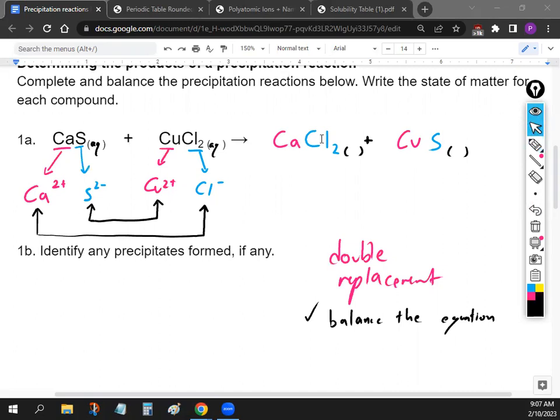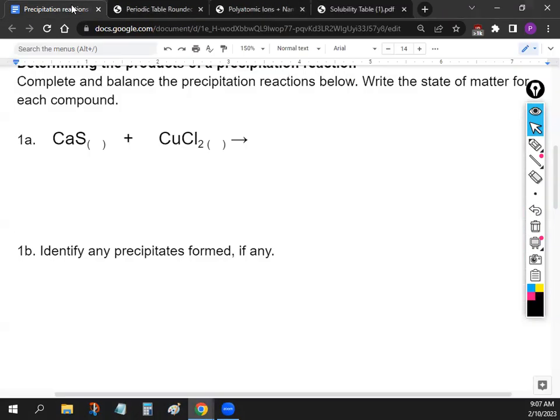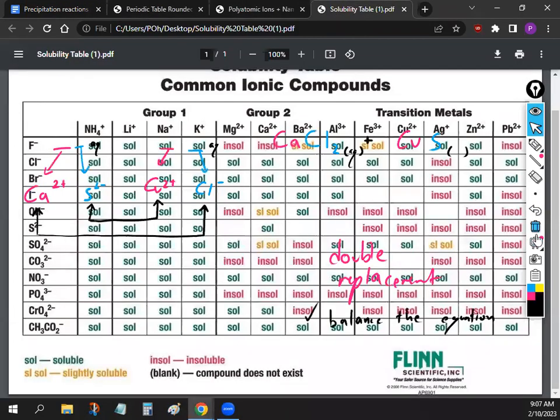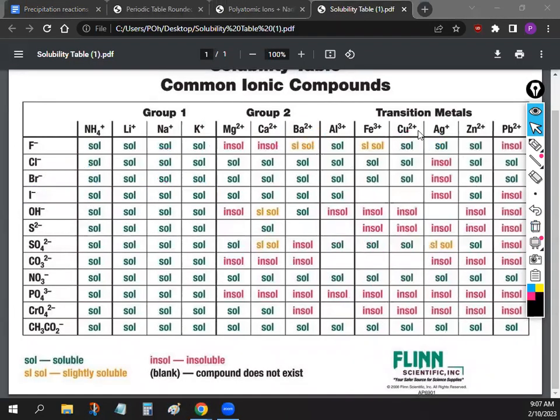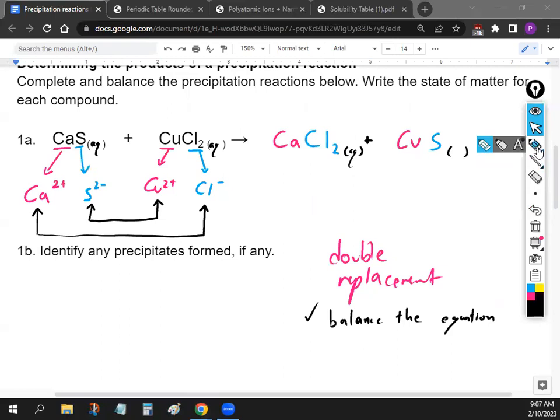Okay, the next one is CaCl2. So we look for Ca and Cl. So Ca and Cl, which is soluble. So we're gonna write AQ for this guy right here. And then the last one is CuS. So we line up Cu and S. And this one is insoluble. So that means this one is going to be our solid. Okay, so which one is the precipitate? Yeah, CuS is going to be our precipitate.